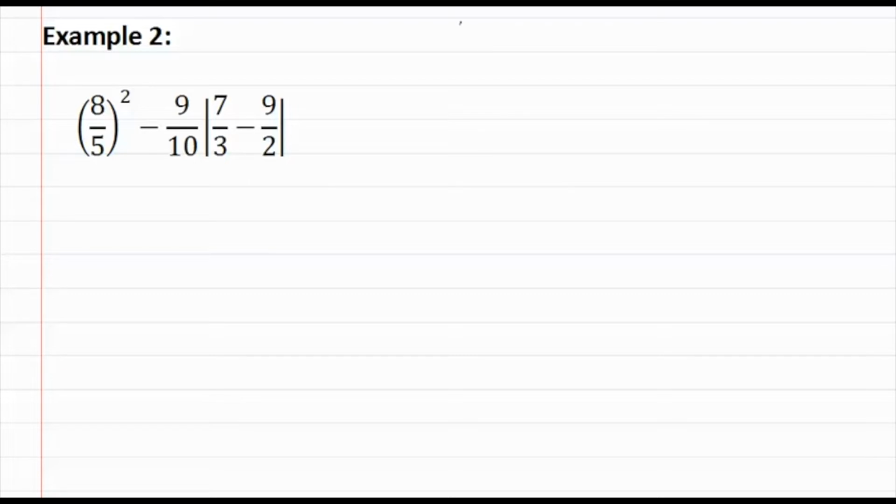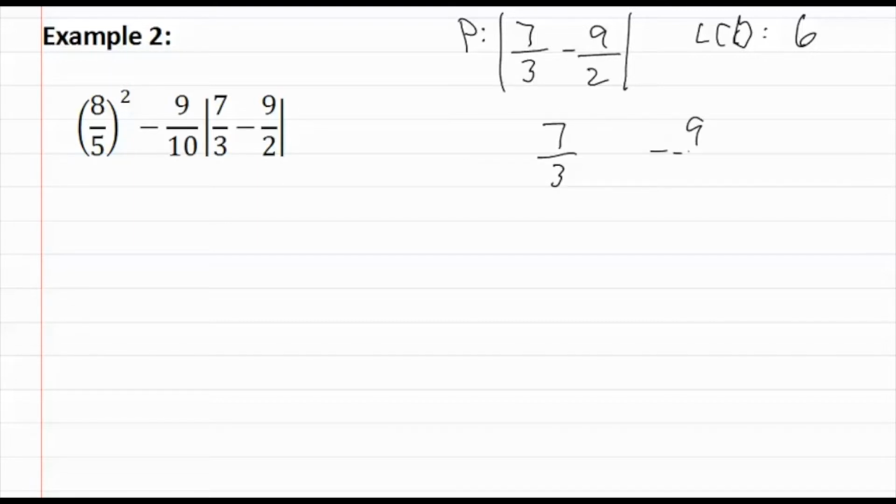Here's example 2. Once again, let's start with P for parentheses. 8/5 is in parentheses, but there's nothing to do inside, so it doesn't count. But remember, absolute values are actually parentheses, so let's start there. We have 7/3 minus 9/2 in an absolute value. We must first find our least common denominator, which is 6. Then let's change each of our fractions so that their denominators match and we can subtract.